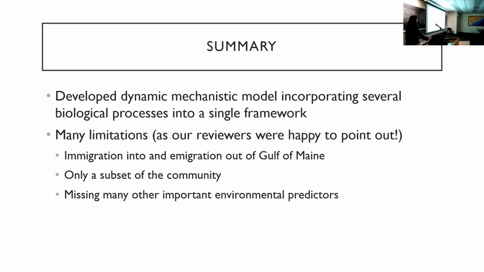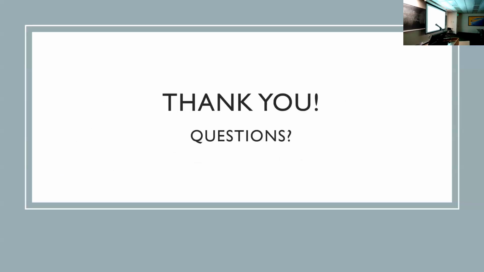There are many limitations, as our reviewers were extremely happy to point out. For example, there's immigration into and out of the Gulf of Maine, and we said, nope, these fish are stuck in here. They cannot leave, which is obviously not true, but that could be one risk you add to your model. We also only looked at a subset of the community, only 8 of the species, but there are definitely more, especially fish and birds that have a large predation effect. And there's also a lot of other important environmental predictors that we are missing that we just did not have access to. And that's it.